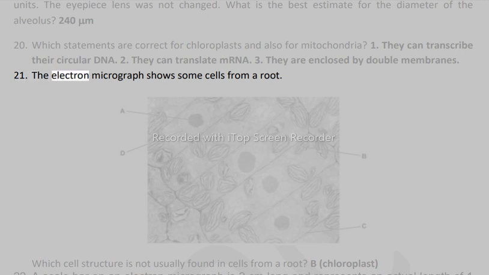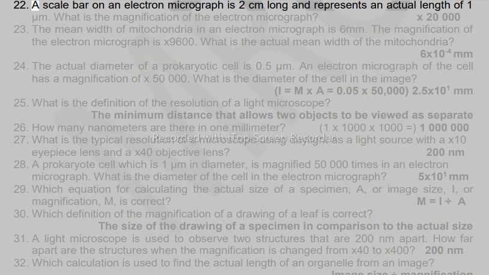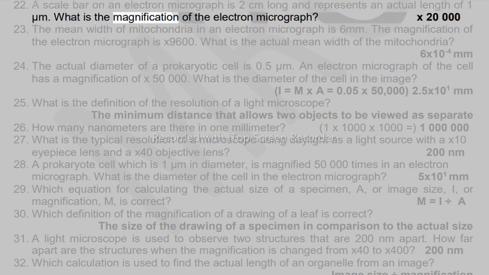21. The electron micrograph shows some cells from a root. Which cell structure is not usually found in cells from a root? B. Chloroplast. 22. A scale bar on an electron micrograph is 2 centimeters long and represents an actual length of 1 micrometer. What is the magnification of the electron micrograph?